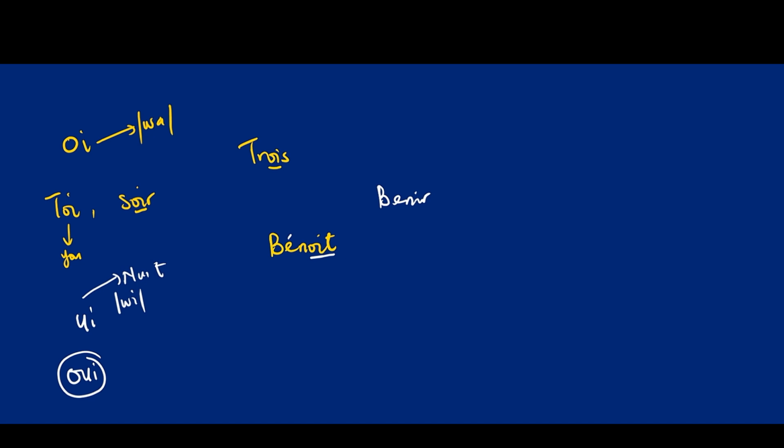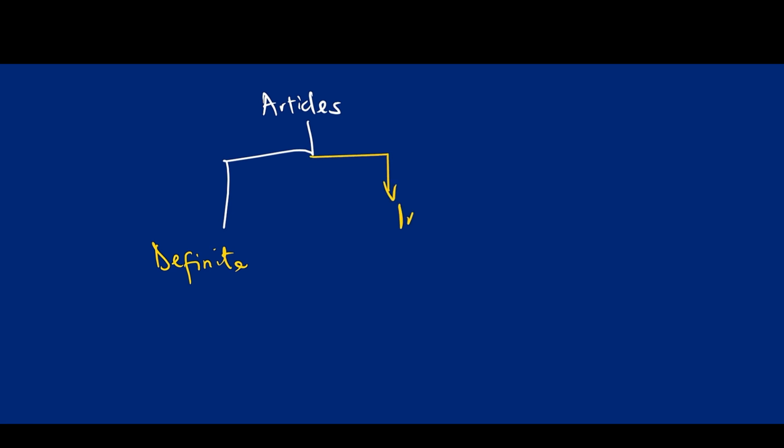But let's move into today's work, which is the French articles. So the French articles, just like your English articles, are subdivided into two: definite articles and indefinite articles.